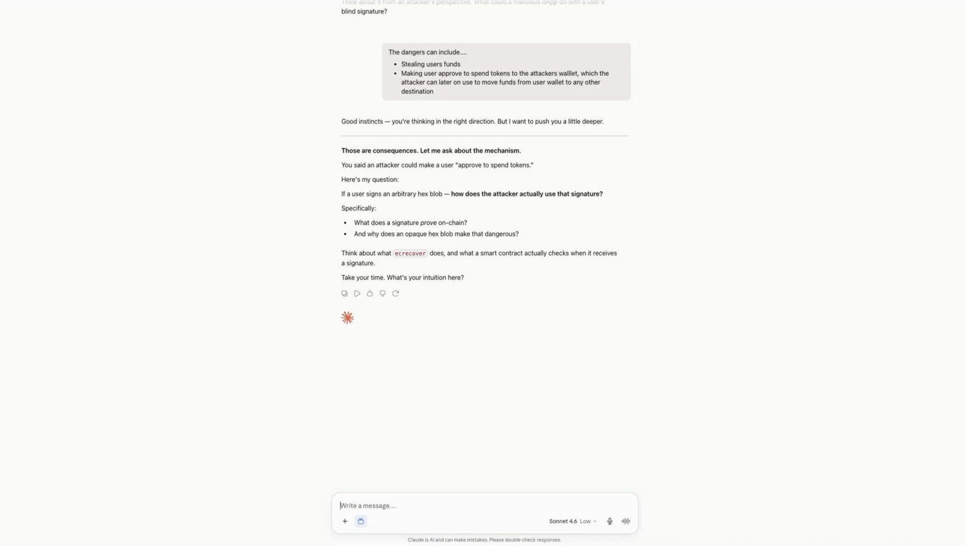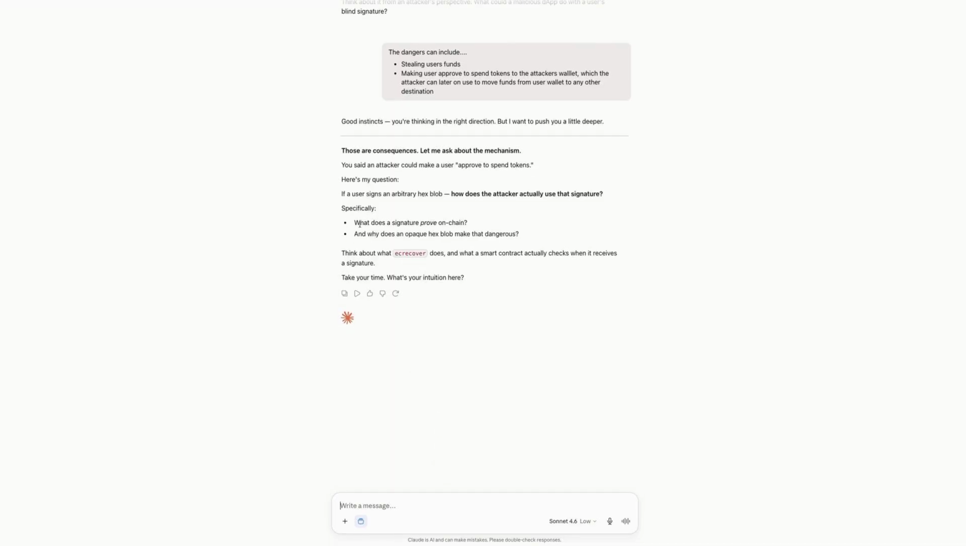Good instincts, you are thinking in the right direction, but I want to push you a little bit deeper. Those are consequences. Let me ask about the mechanism. You said an attacker could make a user approve to spend tokens. If a user signs an arbitrary hex blob, how does the attacker actually use that signature? What does a signature prove on chain? And why does an opaque hex blob make that dangerous? Think about what ecrecover does and what a smart contract actually checks when it receives a signature. Take your time. What's your intuition here?